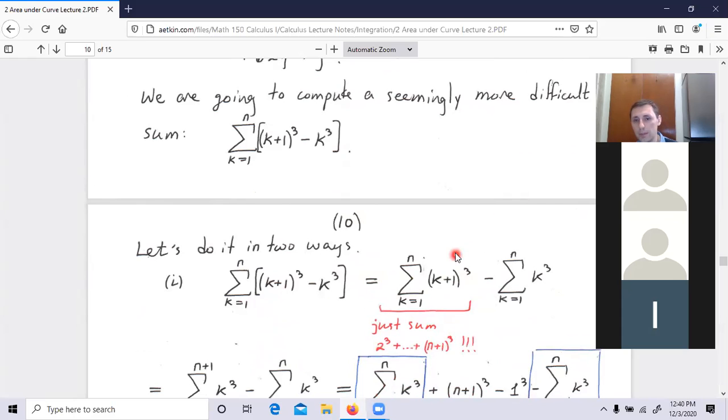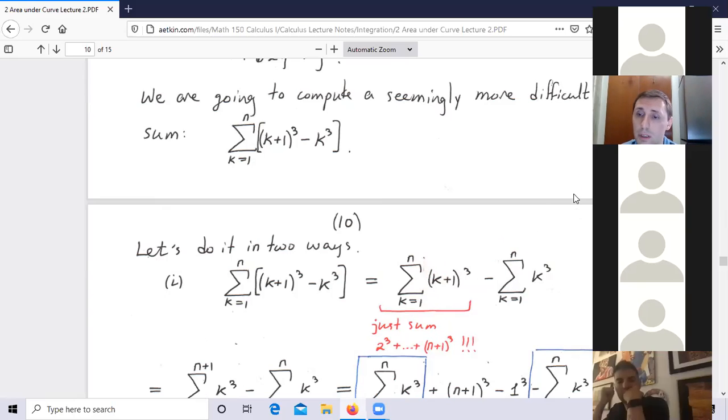You see, I move it apart. I realize this is just the summation 2 cubed all the way to n plus 1 cubed. I subtract 1 cubed all the way to n cubed. So what is remaining? From here, 2 cubed all the way to n cubed will be cancelled, and what doesn't get cancelled is 1 cubed, and here the one thing that doesn't get cancelled is n plus 1 cubed. So we have n plus 1 cubed minus 1 is the result of the summation. It's equal to n plus 1 cubed minus 1. Do you see that?